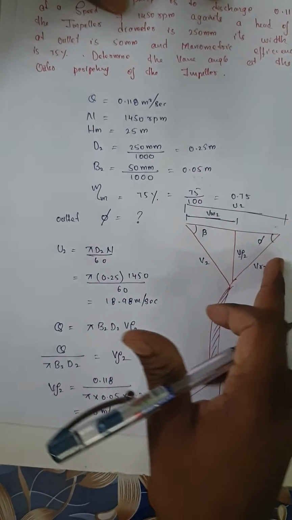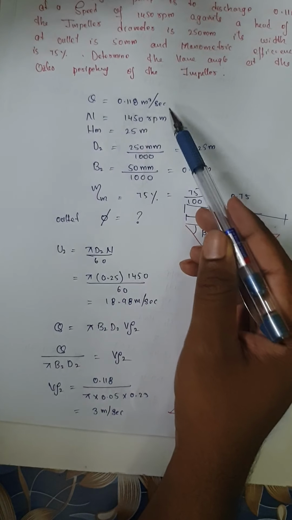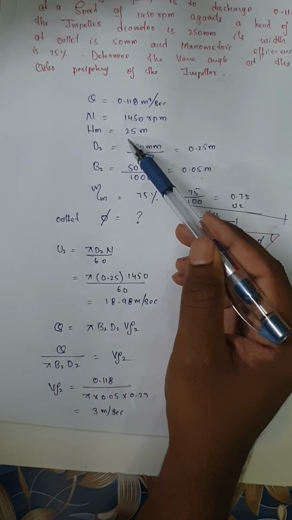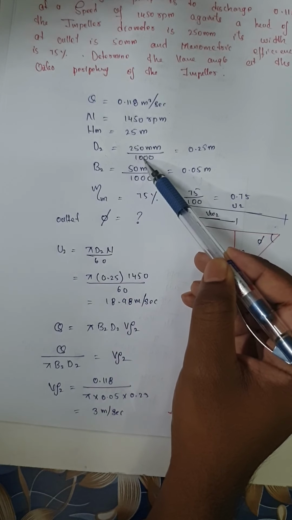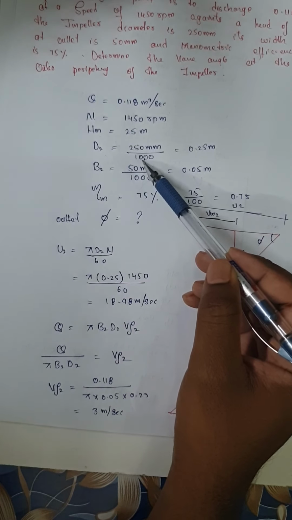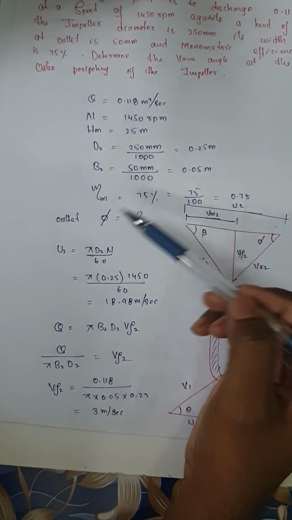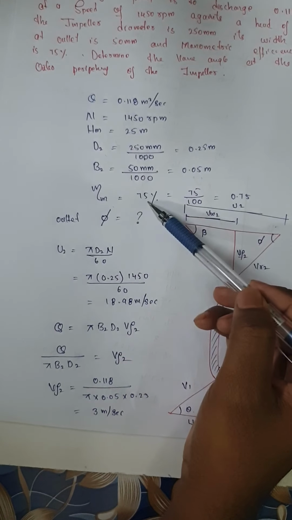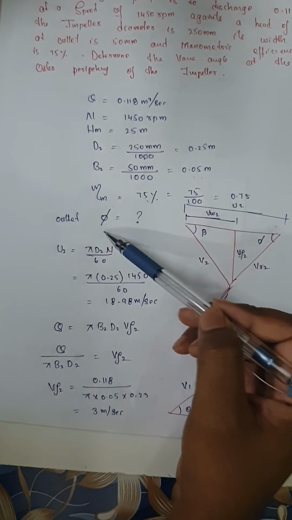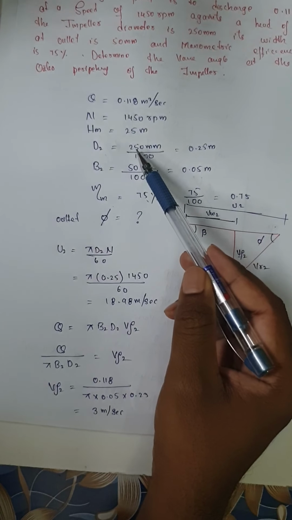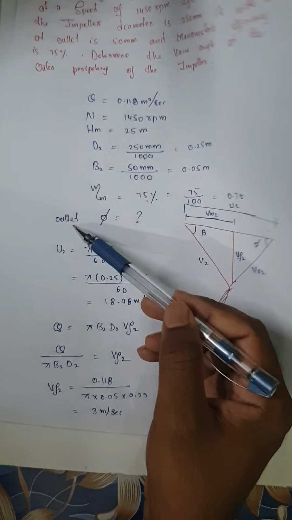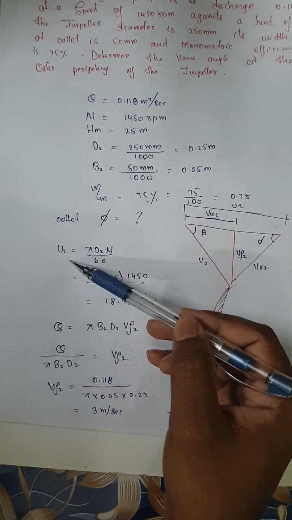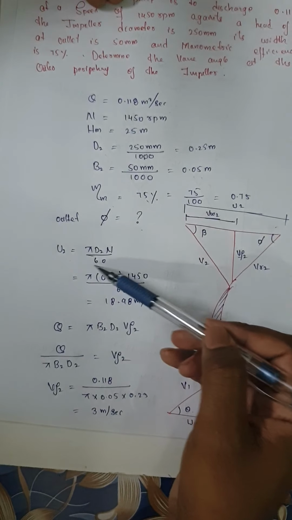So here a simple problem is given. Once again I will tell you that discharge is given, N is given, Hm is given, D2 is given. Why are you taking D2? Impeller diameter is given. Impeller means outlet diameter is given. Then b2 is given. Then manometric efficiency is given. And he is asking to find out the value of phi. Here diameter is given in mm and b2 is given in mm, so divide by 1000. Outlet angle is this. First take u2. u2 is equal to pi D2 N by 60.